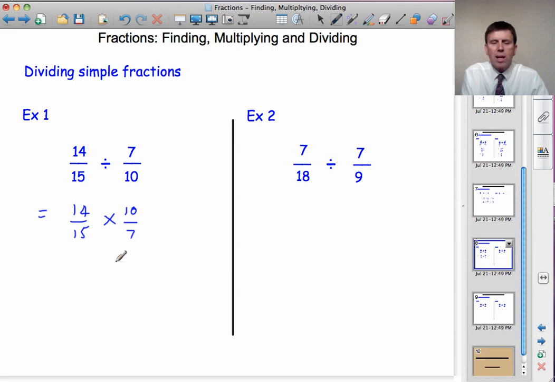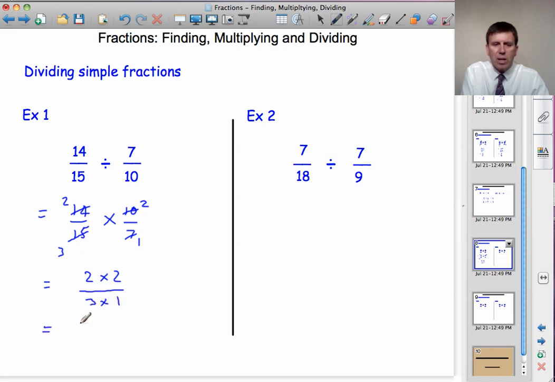We look to see if we can cancel. I can see 7 and 14 cancel by 7. So 7 goes into 7 once and into 14 twice. I can see that the 10 and 15 will cancel by 5. 5 goes into 10 twice, 5 goes into 15 3 times. And now I'm left to multiply the numerators, 2 times 2, and multiply the denominators, 3 times 1.